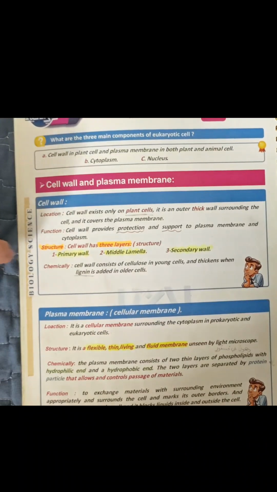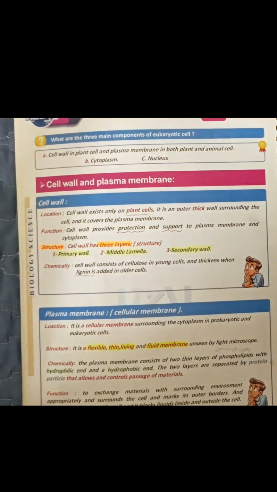Its function, let's see what the function is. Cell wall provides protection and support to plasma membrane and cytoplasm. Simple as that. Now let's look at the structure. Structure says cell wall has three layers. It has primary wall, middle lamella, and secondary wall. These are its layers.